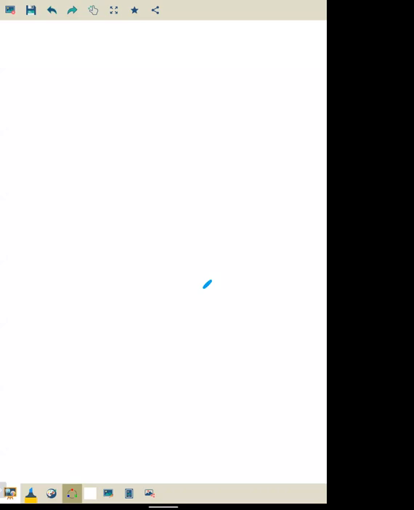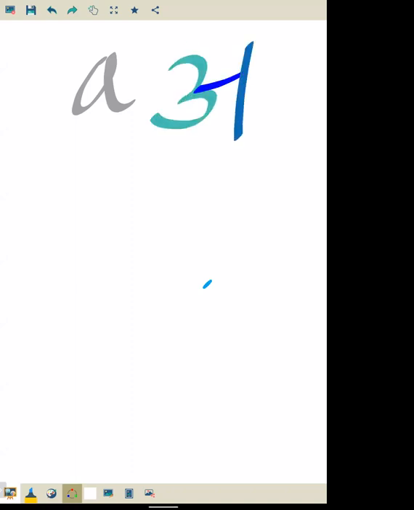So now I would like to begin with A. I'm talking about this A. In Devanagari, this is the A. So how to write the Nandinagari A? There are variants, but from time to time I will tell you all the variants one by one.